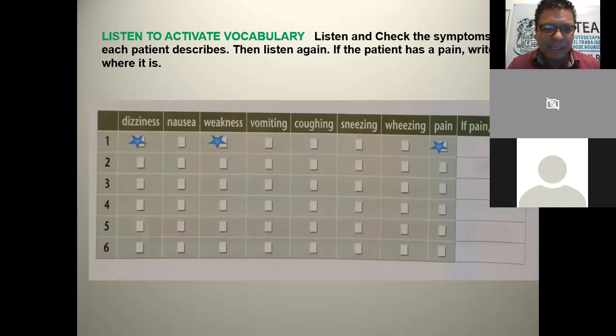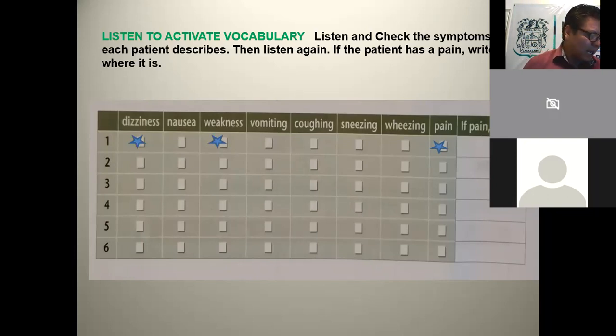No. Is he vomiting? No. Coughing? No. Sneezing? No. Wheezing or pain? Okay, we have used that. Okay, number 3, the patient. What's the name? Who remembers what's the name of this patient?